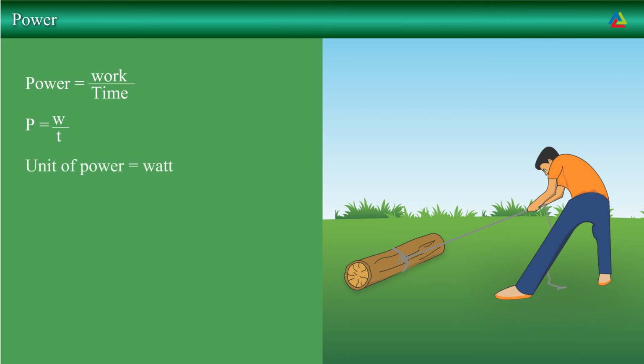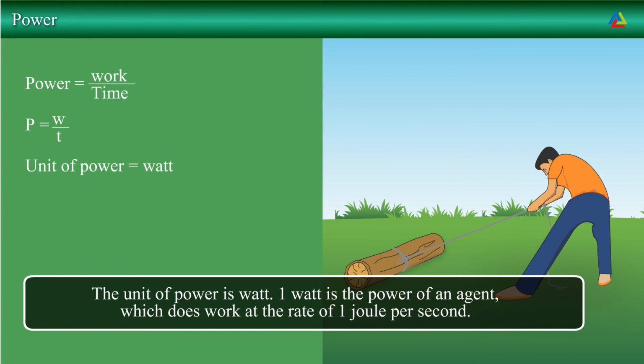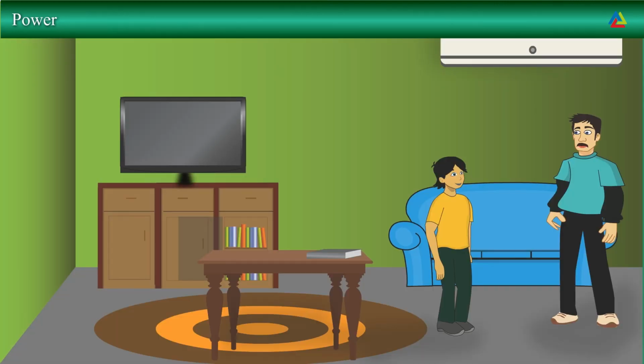The unit of power is watt. 1 watt is the power of an agent which does work at the rate of 1 joule per second. Dad, is this power always the same in an object or a person? No, the rate of doing work varies at different intervals of time. In that case, we obtain average power by dividing the total energy consumed by the total time taken.